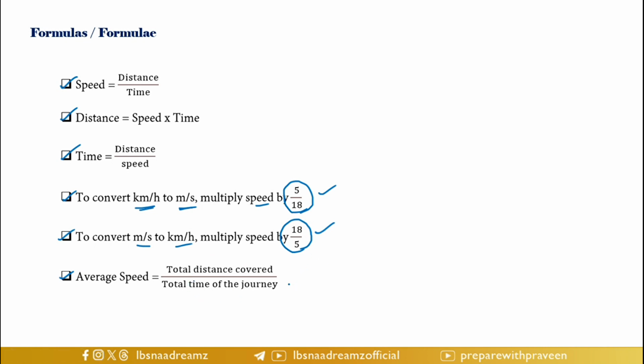Let me explain what is average speed. If person A is traveling from Chennai to Kanyakumari in one stretch, he is traveling in different speeds, right? From one point to another, he is traveling at different speed. So to find the average speed for the whole journey, you need to divide total distance covered by total time of the journey, right? So like this, you can calculate the average speed.